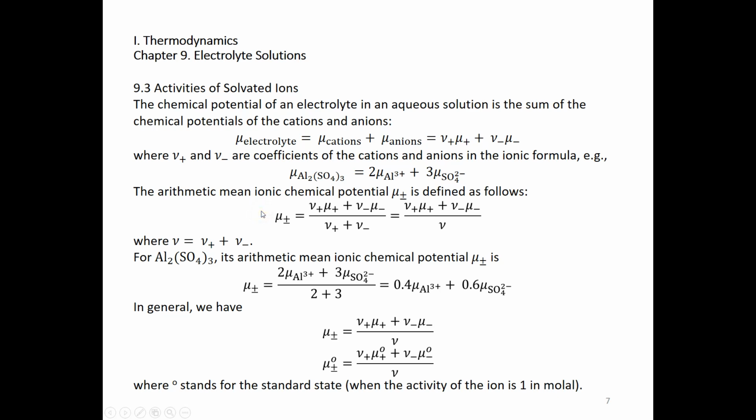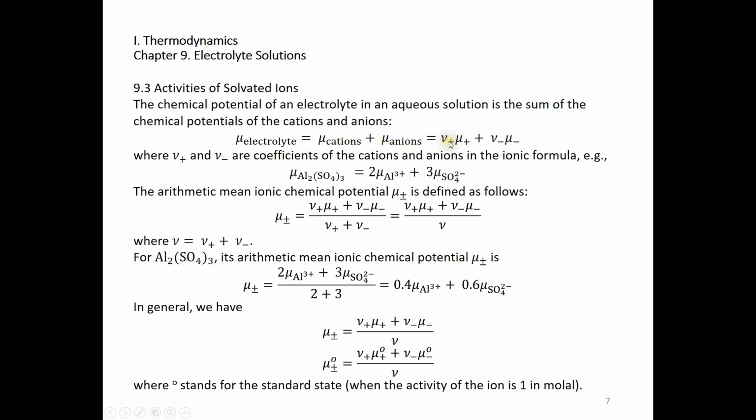Chapter 9 Electrolyte Solutions, Section 9.3 Activities of Solvated Ions. The chemical potential of an electrolyte in an aqueous solution is the sum of the chemical potentials of both the cations and the anions. Therefore, this chemical potential of the electrolyte is equal to the chemical potential of the cations plus the chemical potential of the anions.